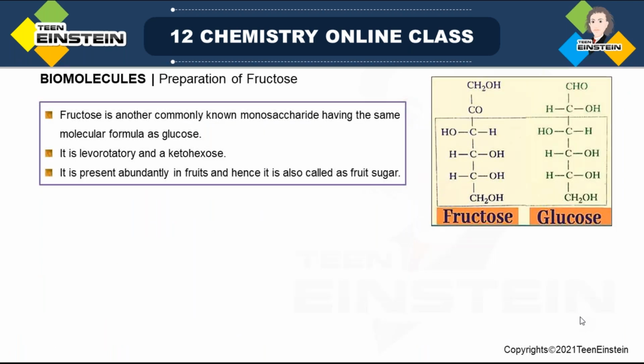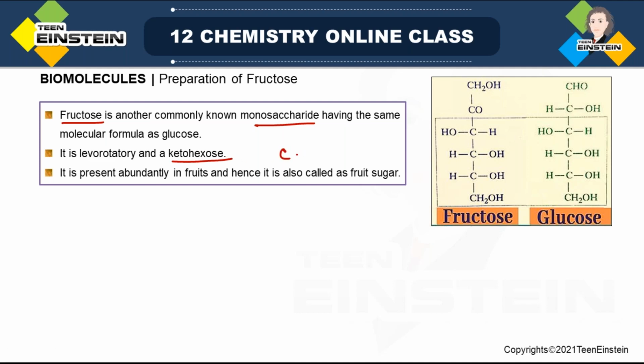So after glucose, which is a very important monosaccharide, another monosaccharide we have to know is fructose. This is another commonly known monosaccharide having the same molecular formula as glucose. Then what is the difference? The difference is, unlike glucose, now it is a ketohexose.